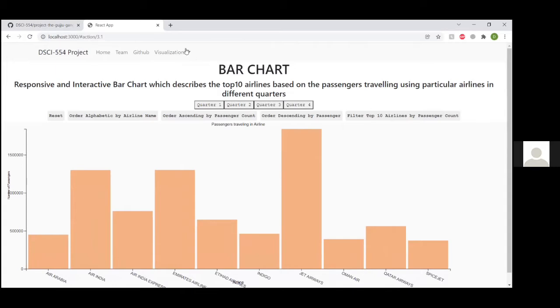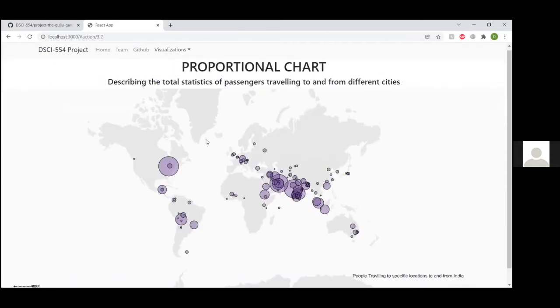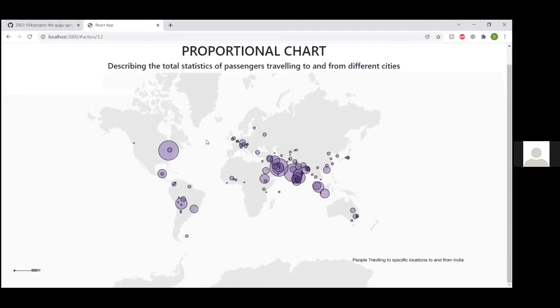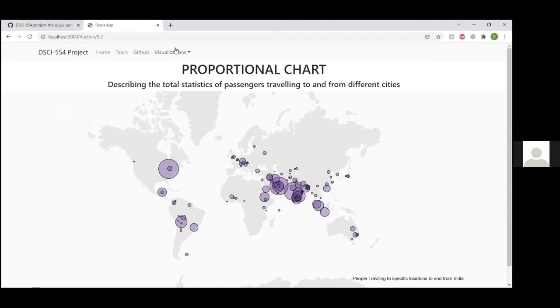The next visualization is a proportional chart. This is a proportional chart where it displays the statistics about passengers traveling from different cities in India to different cities across the globe. And the size of the circle also demonstrates how much is the frequency of the travel. The next chart would be explained by Maxwell.